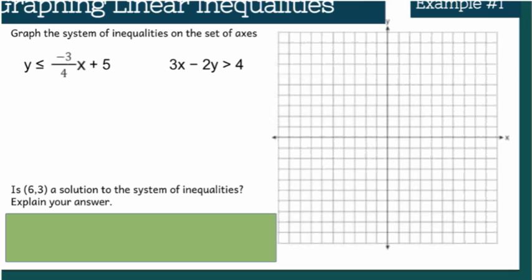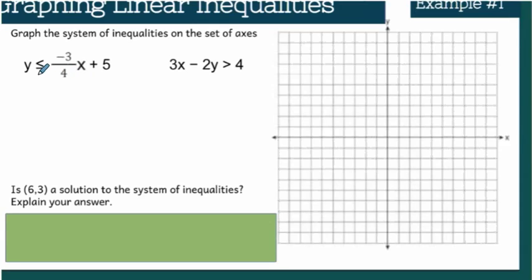We are going to follow the same steps as we did in the previous lessons, but now instead of having one inequality to shade, we have two. We are also going to use our calculators to help us find the points to plot on our graph. Let's begin with the first inequality. Y is less than or equal to negative 3 over 4x plus 5.